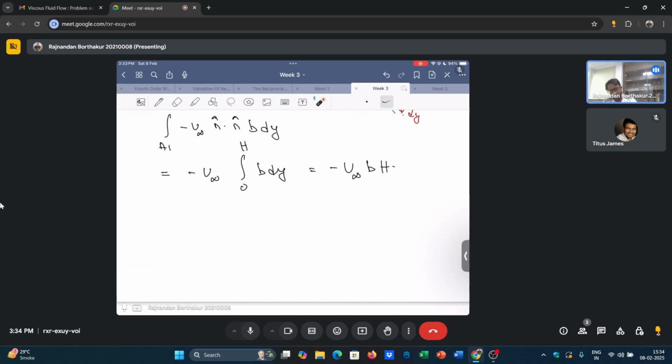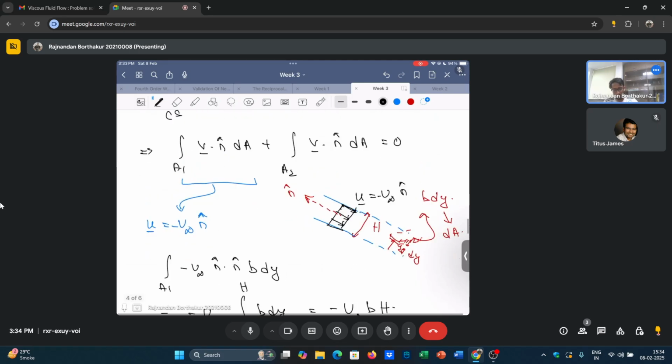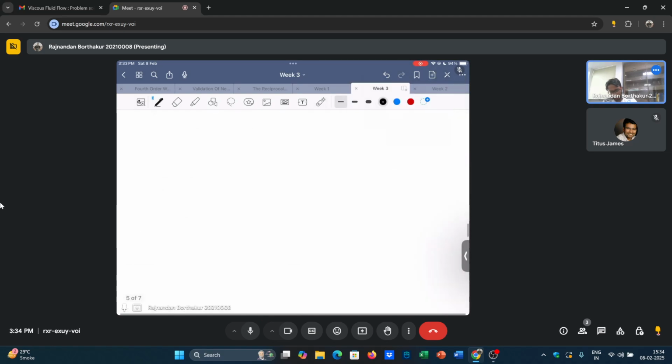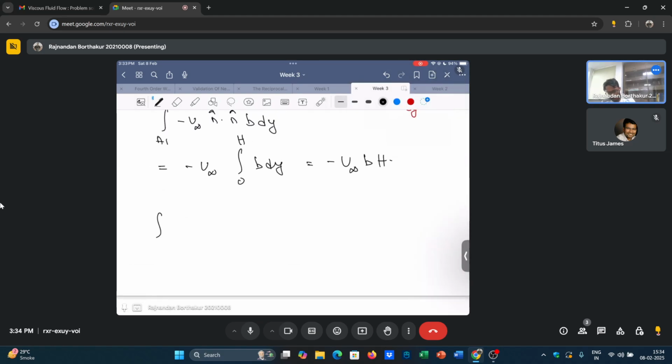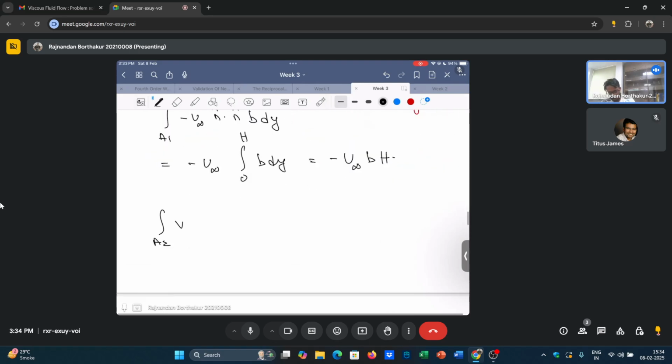Okay. Now let's evaluate the other integral. That is a little tricky, and I'll tell you why. Okay. So the other integral is, you're integrating over A2, V dot n hat dA.